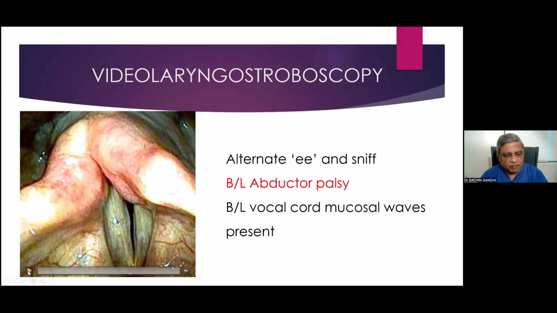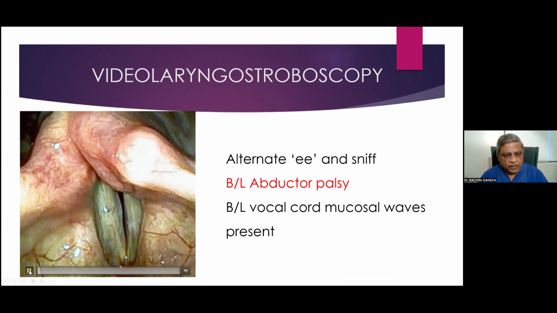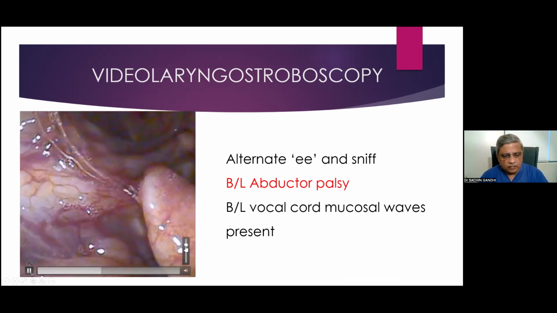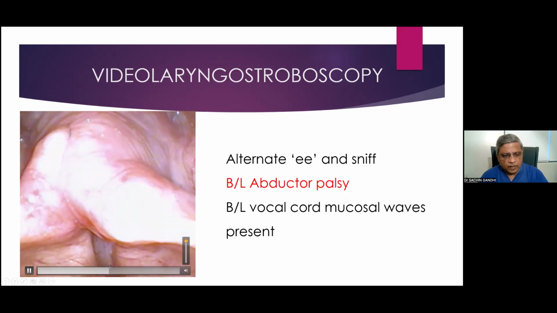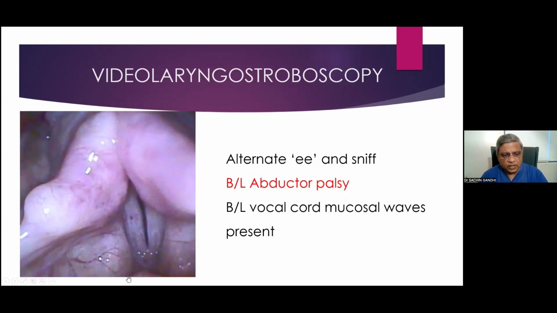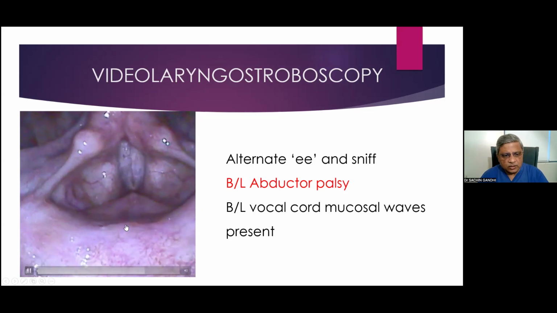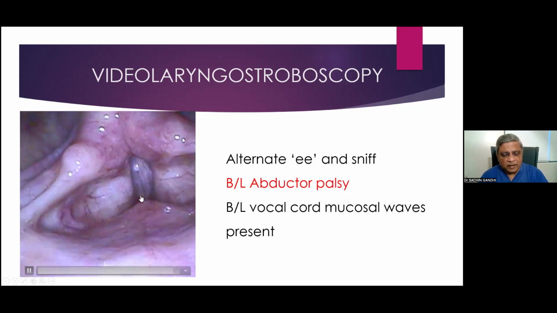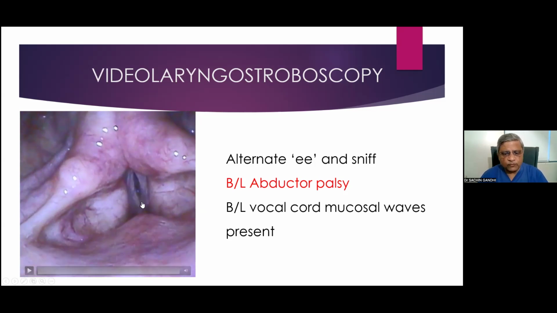Now, if it is bilateral vocal cord paralysis of neurological origin, then what you will see on phonation, on adduction, on a stroboscopy, you will be able to see good mucosal waves. See, the mucosal waves are quite present on both the vocal cords, which would mean it is of neurological origin.